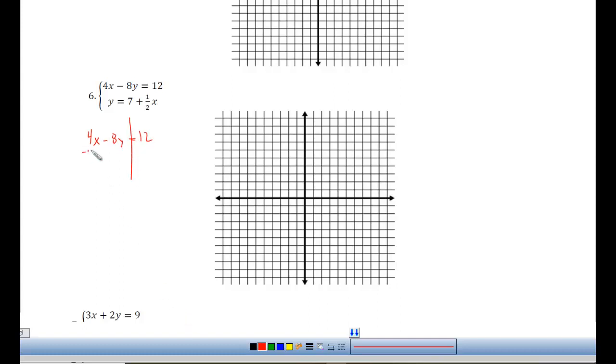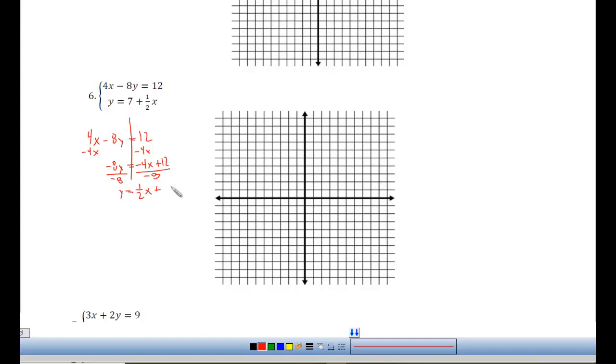So we'll go ahead and subtract those 4x's. Use our inverse properties, the opposites, in order to rearrange. Separate the multiplication here. We just divide by that negative 8. Negative over negative is positive. 4 over 8 is 1 over 2.